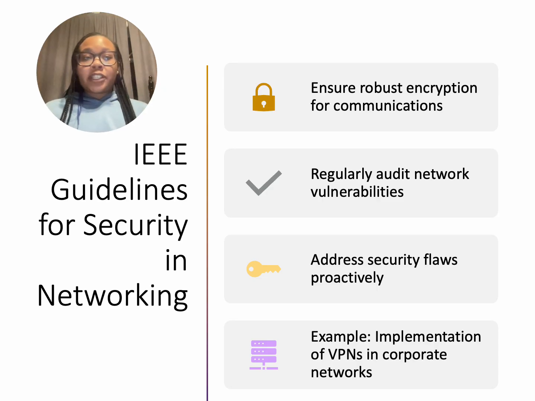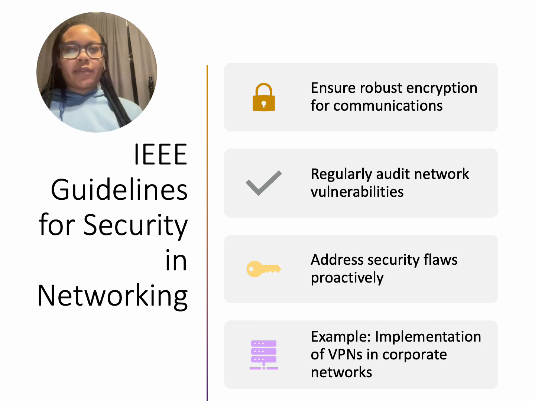Next, the IEEE guidelines for security and networking. Basically going along with the ACM guidelines, you must ensure robust encryption for communications, regularly audit network vulnerabilities, and address flaws in security proactively. An example would be the implementation of VPNs in public networks. Like big company networks, they usually have private VPN networks that you'd have to use.